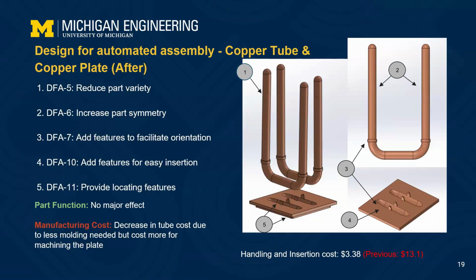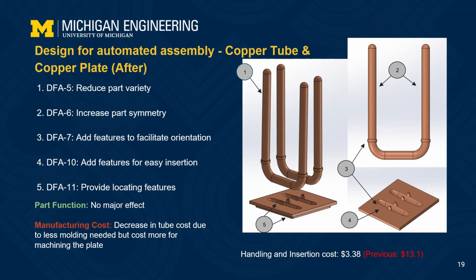This figure shows the modified design. We reduced the part varieties of copper tube from 3 to 1 and made it symmetric to assist in automated fitting. Also, steps are added on both sides of the tube to facilitate orientation. For the copper plate, grooves and clips were added to the top half, and the bottom half perimeter was shaved off for easy insertion and locating.